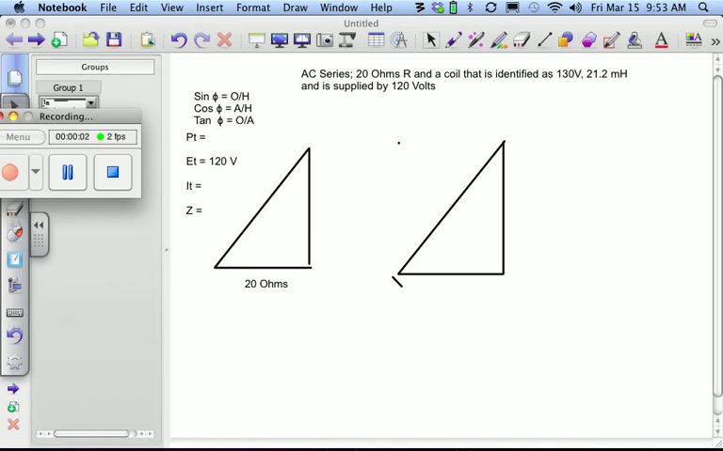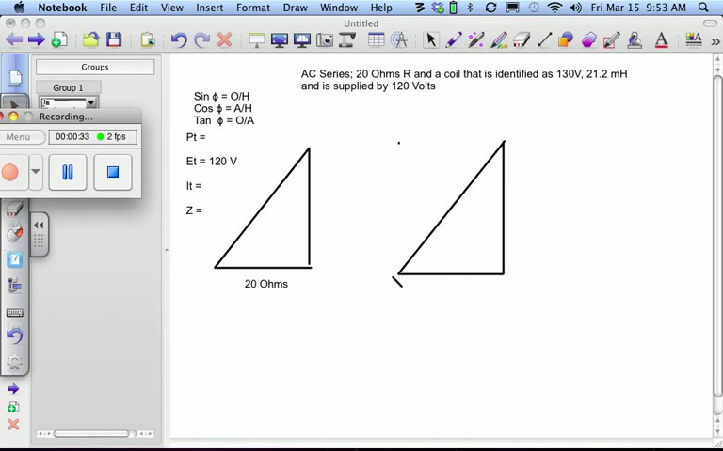Okay, so we have a triangle. Actually, we have an electrical circuit, and we know a couple things about it. We know that we've taken the resistance of it, and it has 20 ohms of pure resistance, and that it has a piece of equipment on it that is stamped 130 volts, 21.2 millihenries, and we know that it's supplied by 120 volts. So what can we figure out from this?